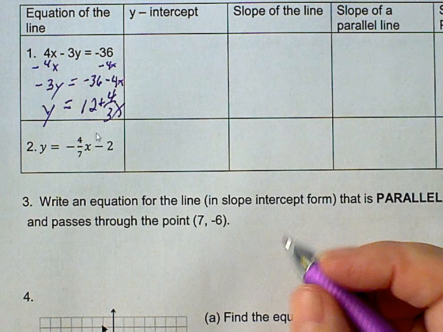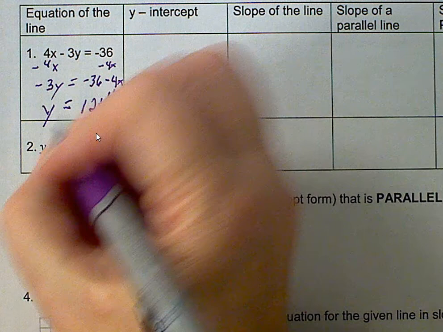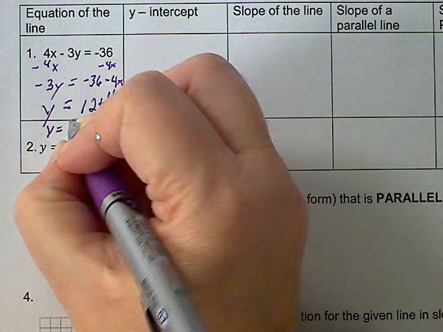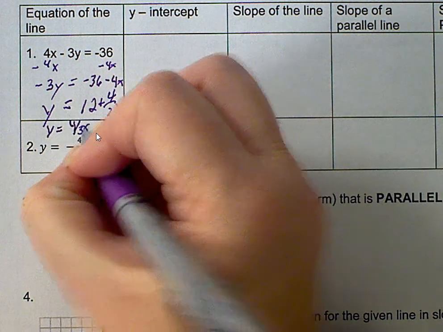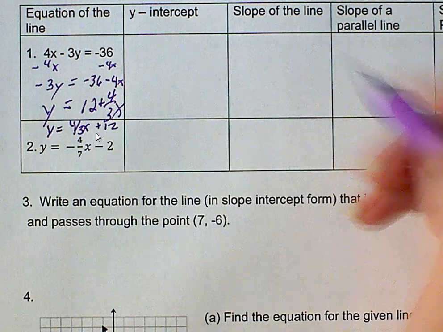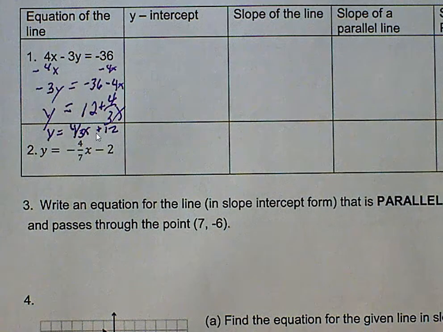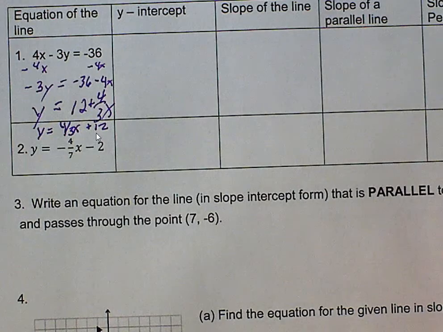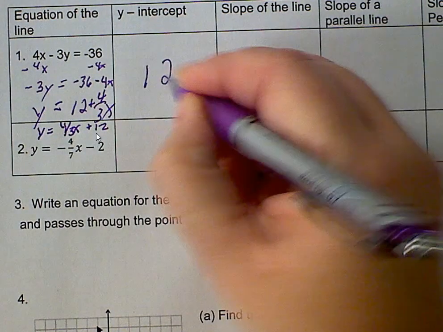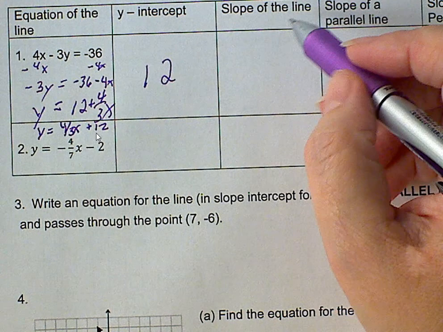Now technically I should rewrite this to y is equal to 4/3 x plus 12 so that we can see it. So my y-intercept is 12 and my slope is 4/3.